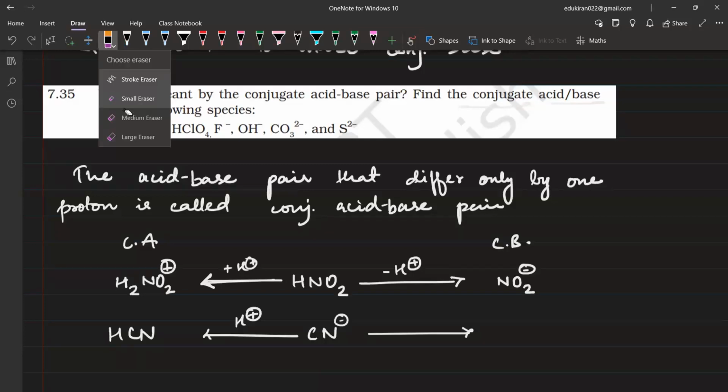बात समझ में आ रही है हर्षा? Yes, sir. Can you write for the others? HClO4: you can remove hydrogen, you can add hydrogen. F negative में you can only add hydrogen. OH negative में you can do both things. CO3 2 negative में you can only add. S2 negative में you can only add hydrogen.